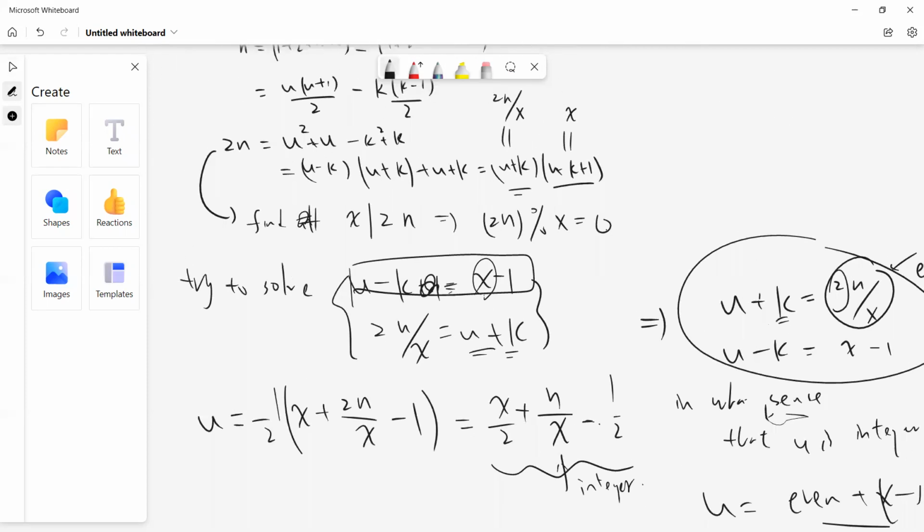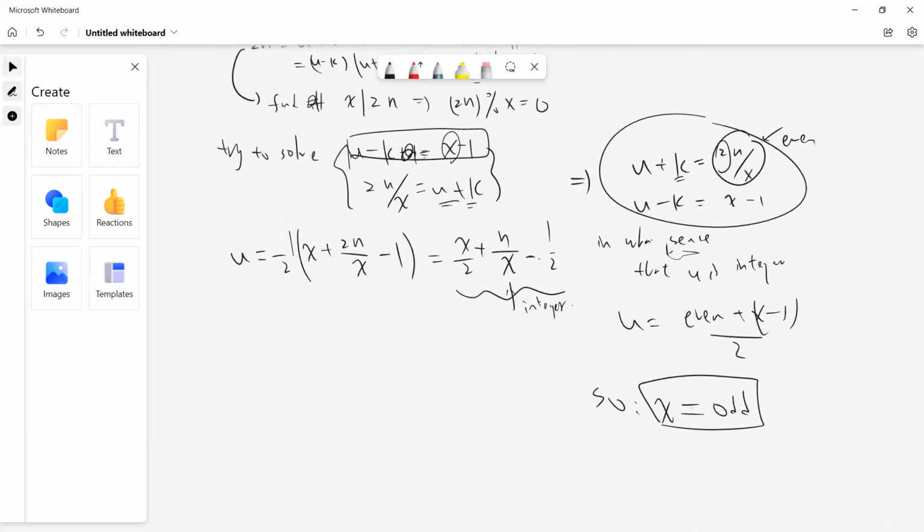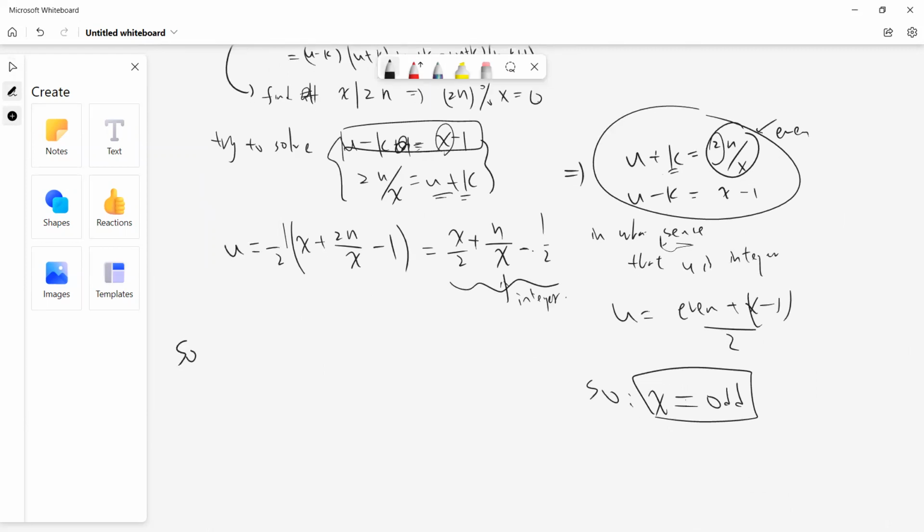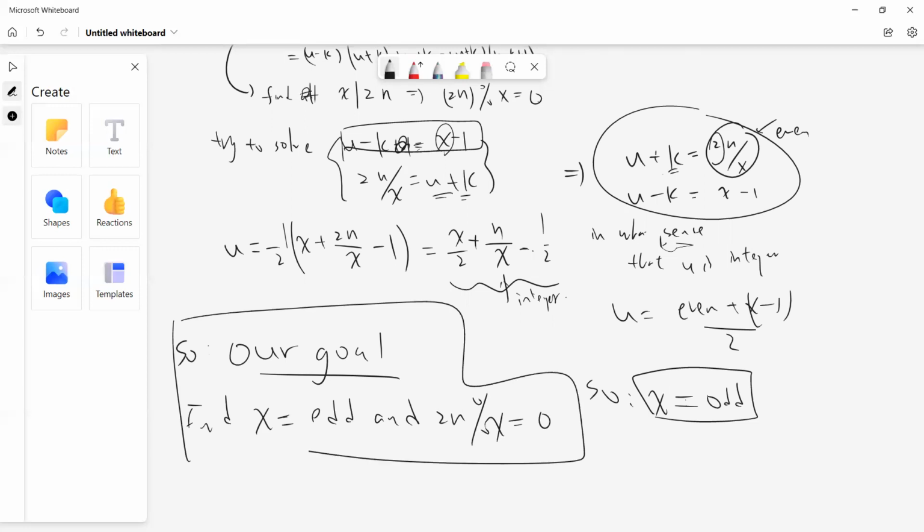Okay, so our goal is to find x which is odd and where 2n modulo x is 0. And each such x will give us a particular u and k. And obviously when x is greater than or equal to 1, u must be some positive integer, and k must be some non-negative integer. You can check that.